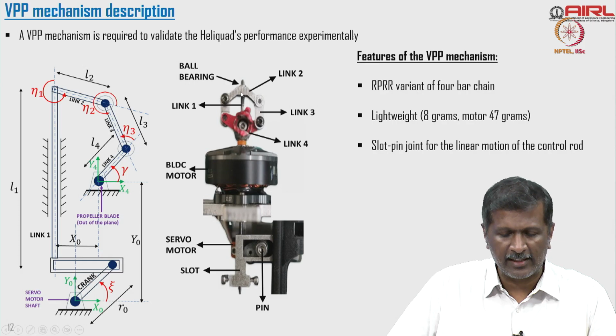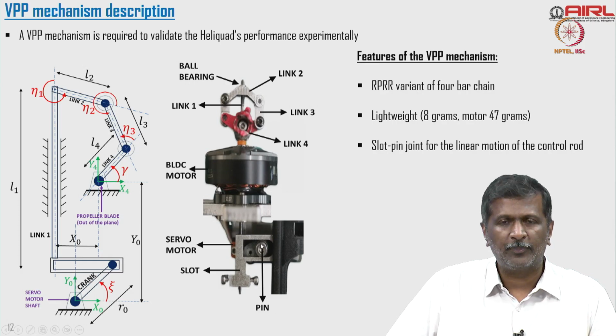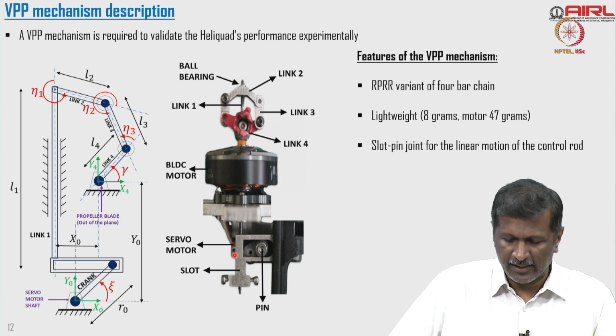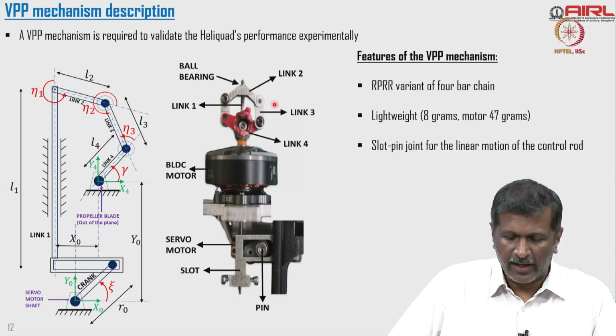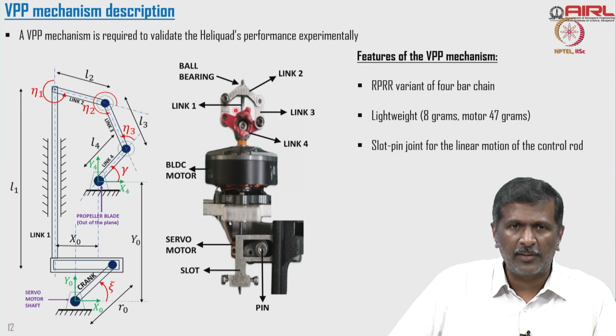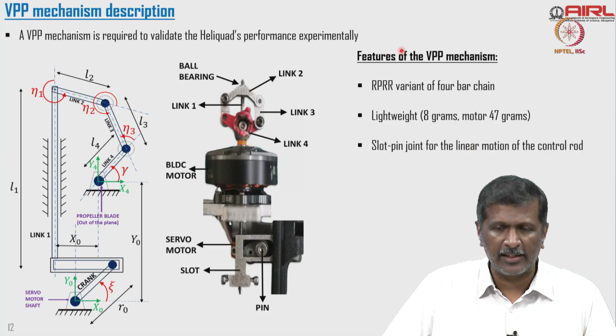To realize this, I am trying to show here. Link 1 is connected to my servo, which is connected here. See here, this is the servo I am trying to connect. The servo crank is connected here. That will control link 1, which goes all the way through the motor. And then I have link 2, link 3 and link 4. Link 4 is actually connected to the pitch of the propeller blade. Using that I can control the pitch of the blade. It's a variable pitch mechanism built.